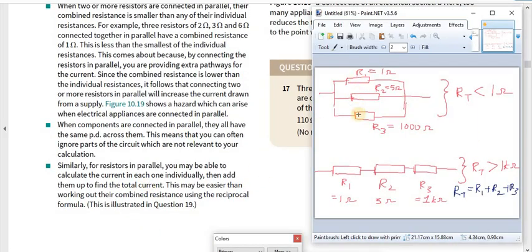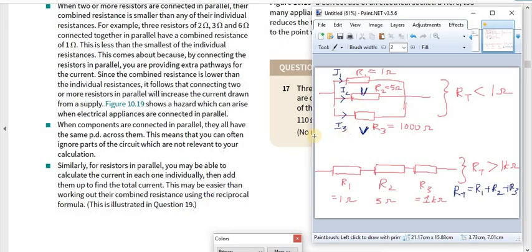So let's say you have resistors connected in parallel like this. The current through R1 is I1, and the current through R2 is I2. The current through this resistor R3 is I3. Now the potential difference across each of them is the same. We can call that V. The potential difference across R3, across R2, and across R1 is also V, because they are connected in parallel. When connected in parallel, they have the same potential difference across them.